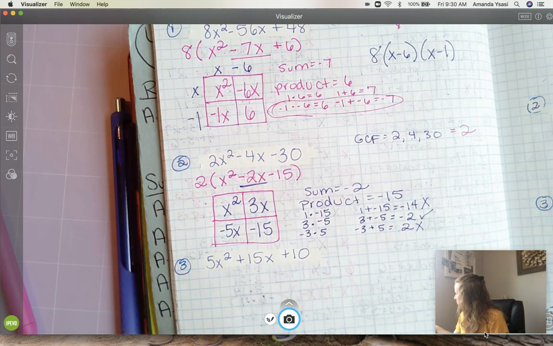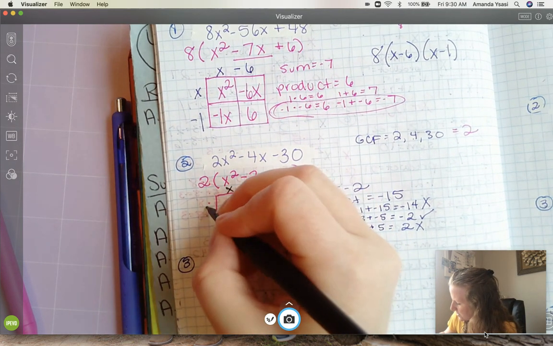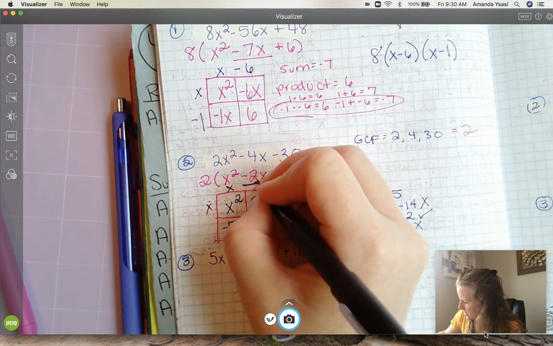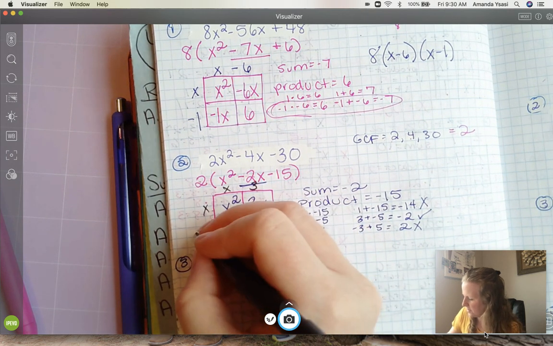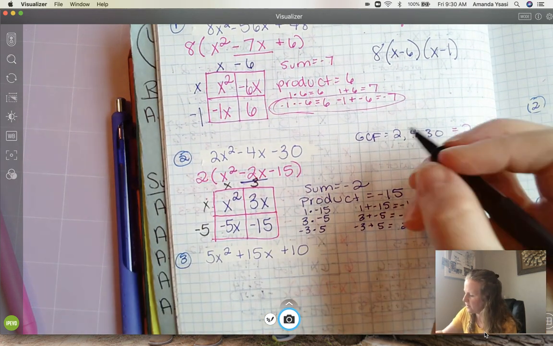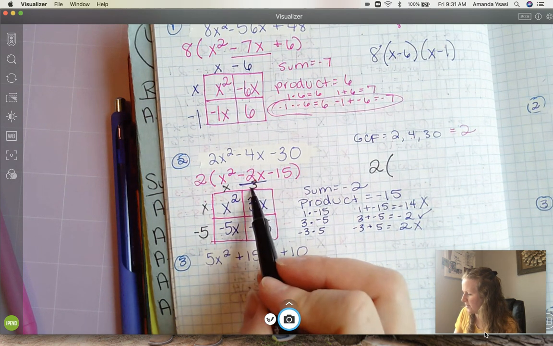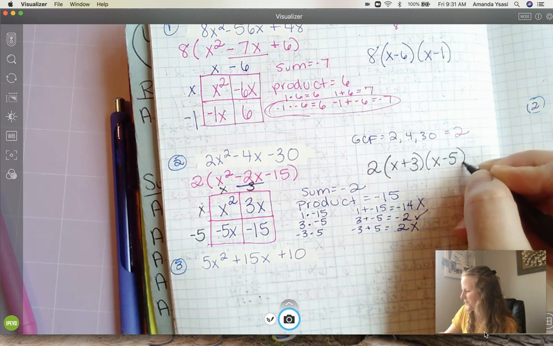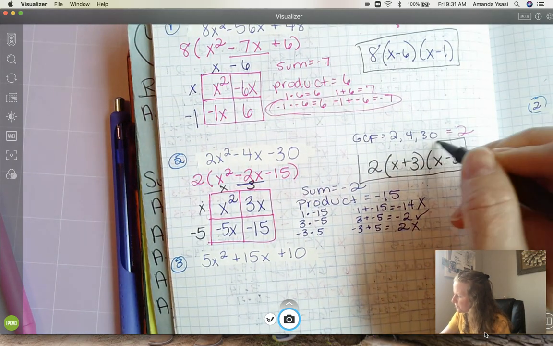So now I need to factor out. I know x times x gets x squared. So x times what gets 3x? It's 3. And then x times what gets negative 5? Negative 5. So I have that 2 out front, and then I have x plus 3, parentheses, x minus 5. And I should be putting a box or something around these. Okay.